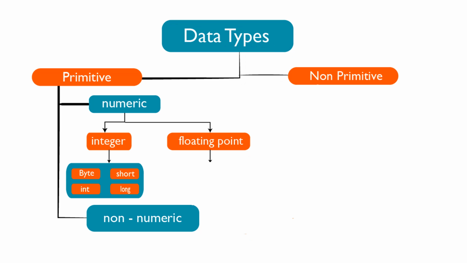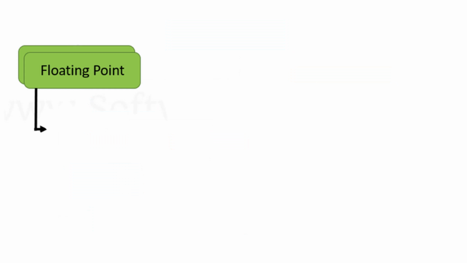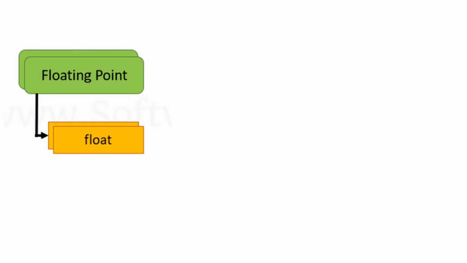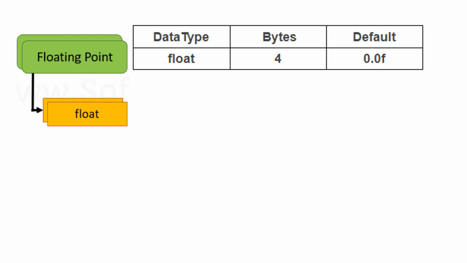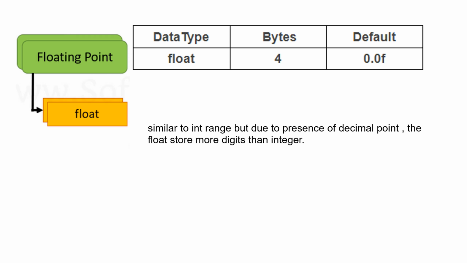So right now what we're going to see is decimal numbers, so floating point. One of the data types which is present in the floating point is float. Float has a capacity to hold almost 4 bytes of data and it has default value as 0.0f. When it comes to data ranges, it is very similar to int, but due to the presence of decimal numbers, float can store more digits than integer.